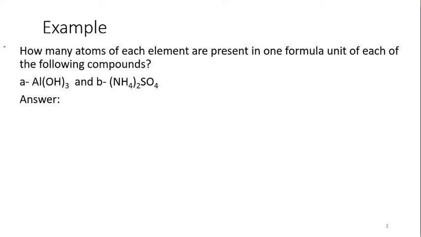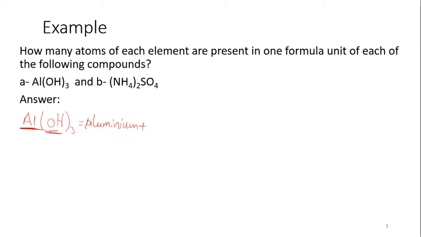Let's take an example. How many atoms of each element are present in one formula unit of each of the following compounds? First one, Al(OH)3. We can see here that the l is written in lowercase, but the A and OH are written in capital letters. So this means I have the formula of aluminium, and I have only one atom of aluminium.